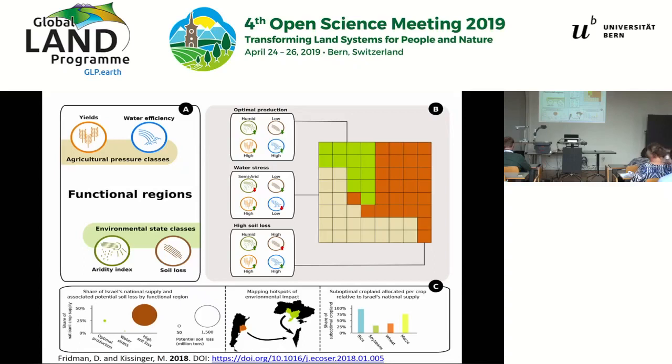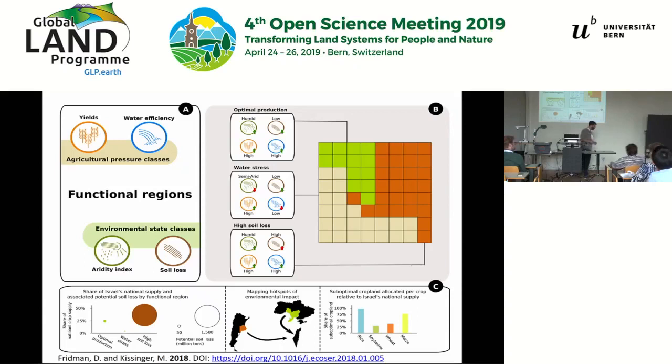And studies that analyze the flows of different crops and resources from specific locations, as opposed to the national level, are still quite scarce. So we asked about Israel, what would be the distant environmental effects of the flows of different food crops into Israel? And specifically, we studied potential soil loss and water availability.